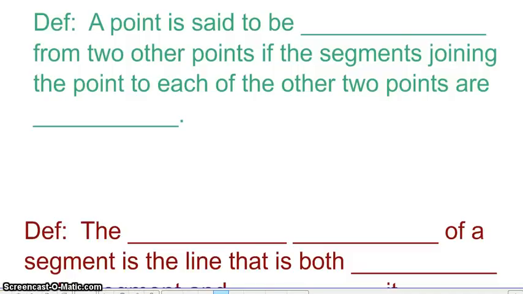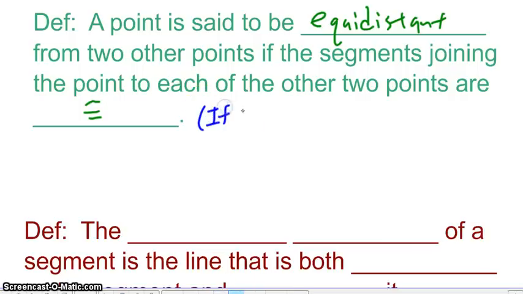Definition: a point is said to be equidistant from 2 other points if the segments joining the point to each of the other 2 points are congruent. There's a lot to that, and we will go ahead and do a shortcut to that. The shortcut to that would be if congruent segments, then equidistant.